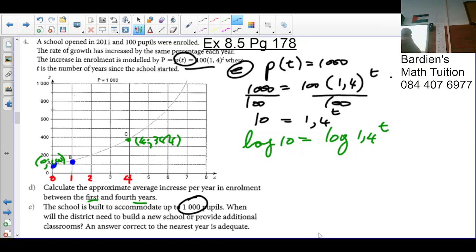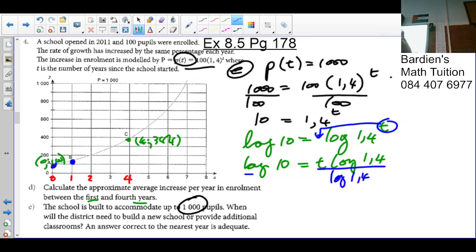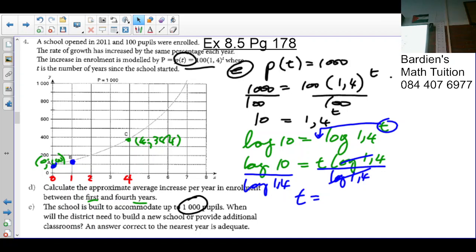Nice, bring it into the front. Not so? So that's going to be log 10 is equal to T log 1.4. Divide by log 1.4 on both sides. That cancels. So T is equal to, on our calculator, we put log 10 over log 1.4. 6.83 years.